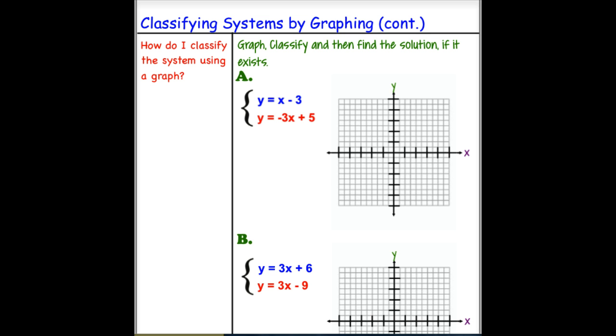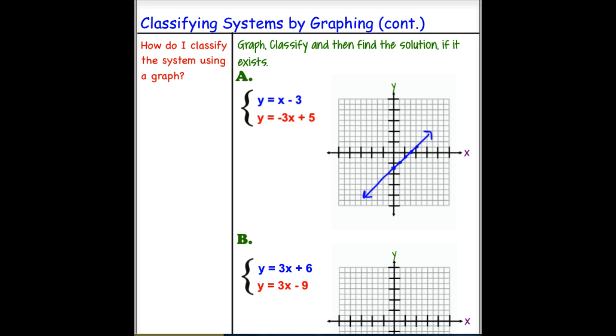So x minus 3 has a y-intercept of negative 3 and has a slope of 1. So we're going to go up 1 over 1. And I'm going to do this a few times to make sure I have a good enough number of points that I can accurately graph its intersection if there is an intersection.